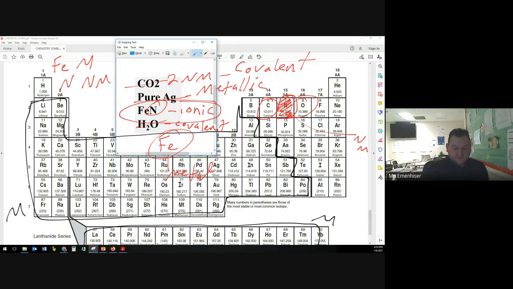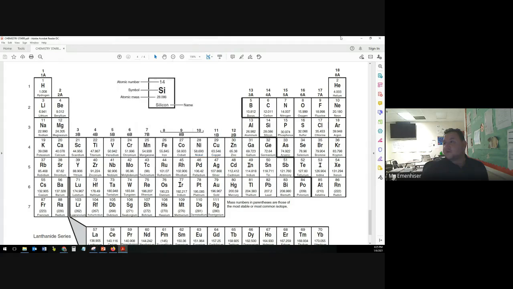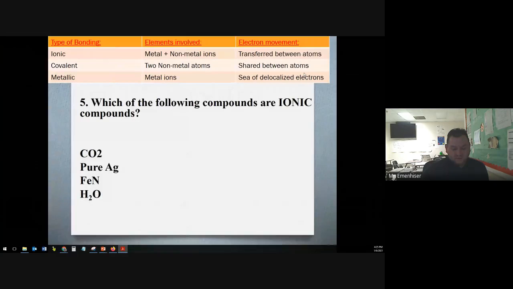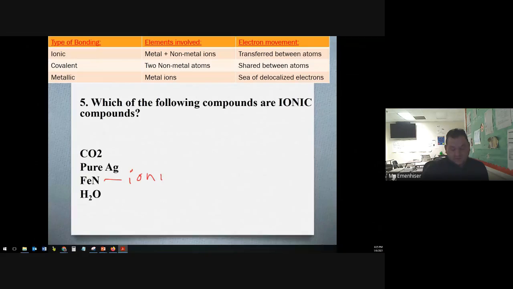All right, so let's write that answer in. And I hope that is making sense. If not, let me know in the chat. So that's ionic. And the reason it's ionic is because iron is a metal and nitrogen is a nonmetal. And if we're going to form an ionic bond, we need a metal and a nonmetal. We need somebody to play positive. We need somebody to play negative. Okay. All right, there's our warm-up.